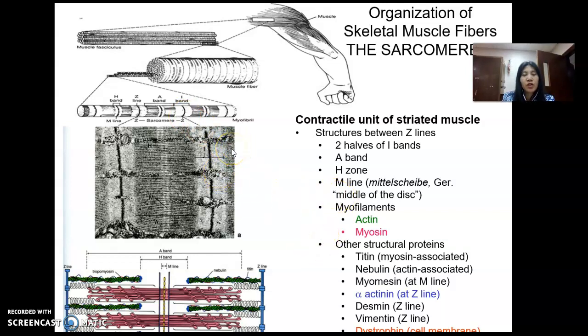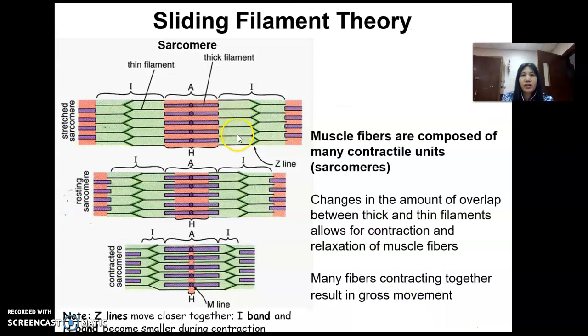In myofilaments, they are also called myofibril. All right, we have actin and myosin. Okay, why do you say that muscles are sliding, right? They contract, they slide. There is a theory called sliding filament theory, where muscle fibers are composed of many contractile units.